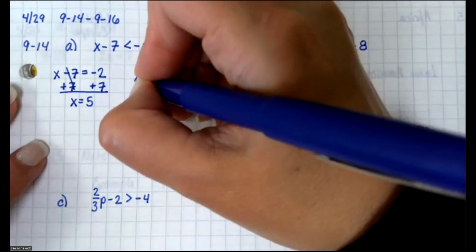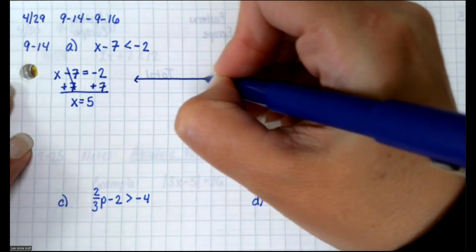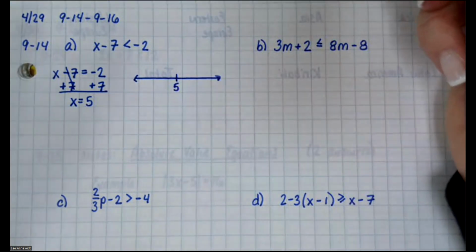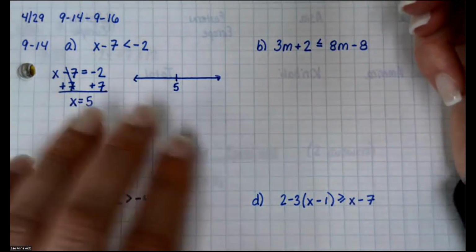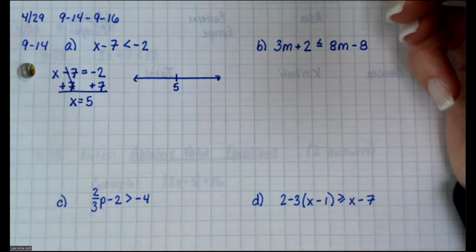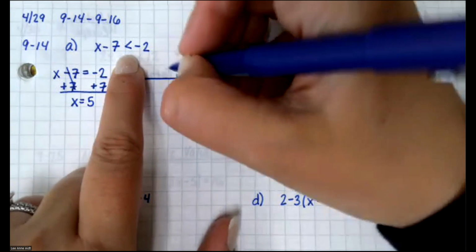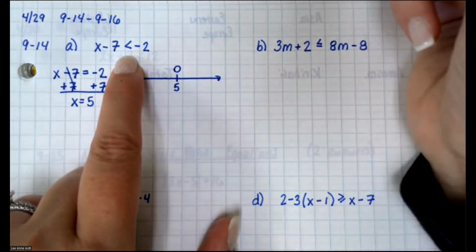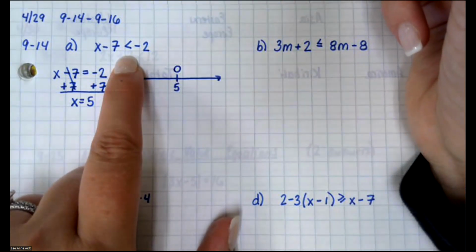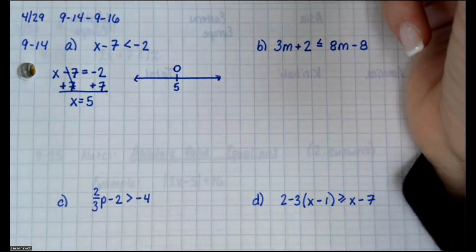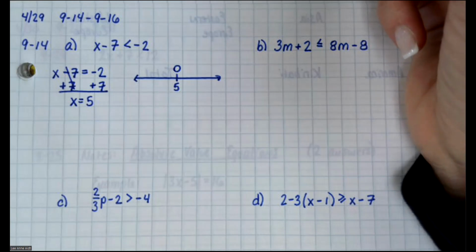Okay, now I'm going to make a number line with 5 on it. Don't make it too detailed. It doesn't matter. I just put 5 in the middle. And I have to decide if my circle is going to be open or closed depending on the original problem. Open. Yep, doesn't have the or equal to on it. Exactly.